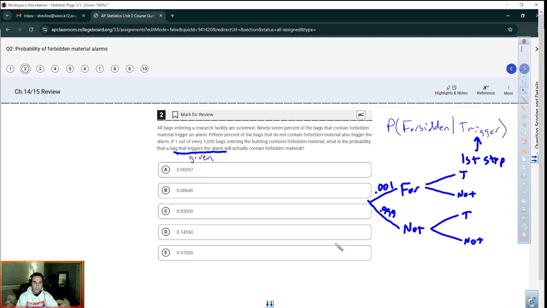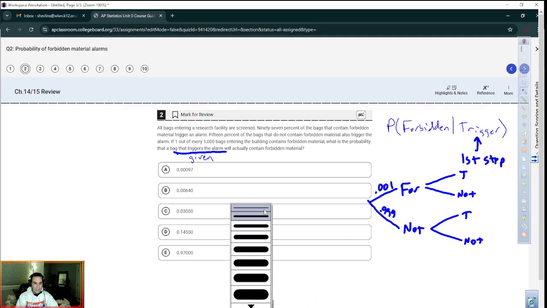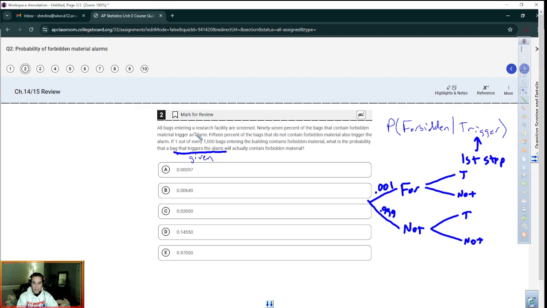So they told you that 97% of the bags that contain forbidden material will trigger. So if you have bad material, we will catch you 97% of the time, which means 3% of the time we won't catch you. And then on the other branch, 15% of the bags that do not contain forbidden material also trigger the alarm. There is a false positive rate of 15%, which means the correct not triggering is 85%. Okay, so you have all your things.